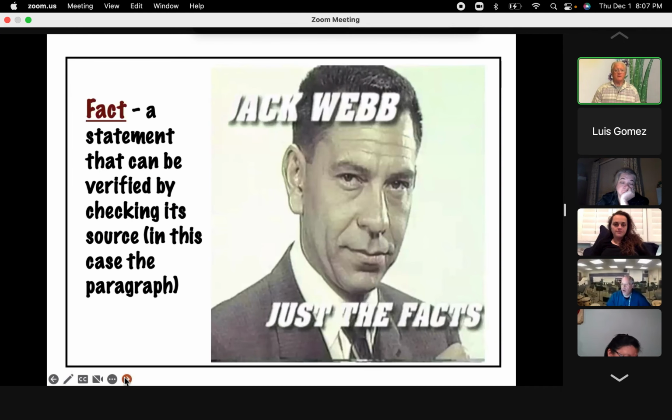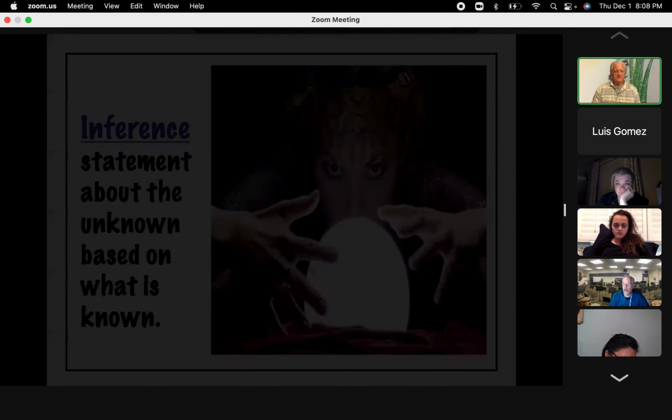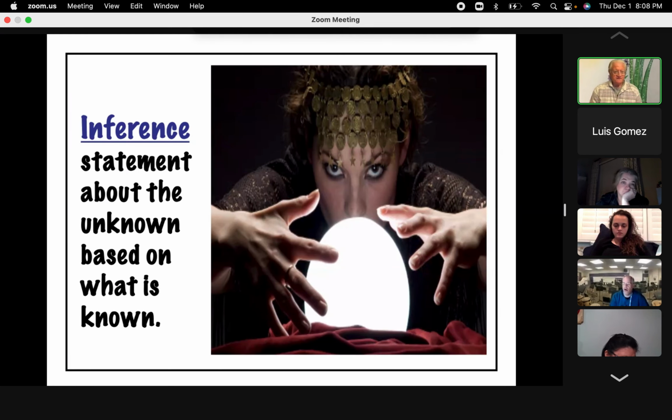So let's just review real quickly here. Again, a fact is a statement that can be verified by checking its source. In other words, in the paragraph or the section, you can literally put your finger on it. Whereas an inference is a statement about the unknown based upon what is known. Okay? And that's really what makes the difference.